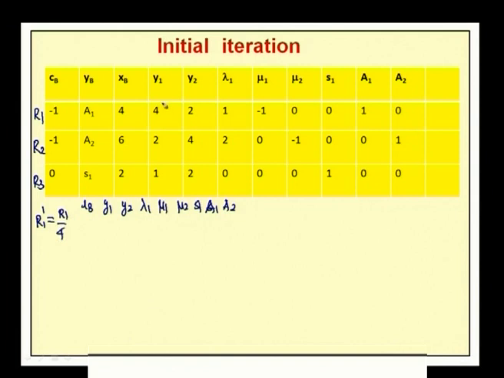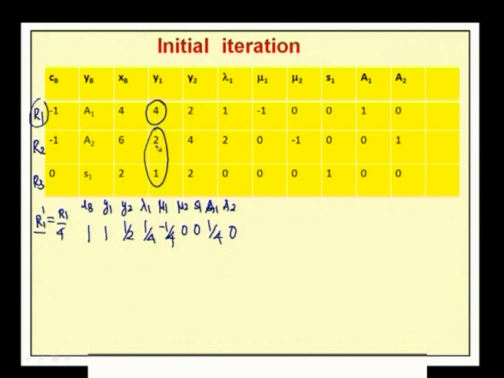Now, to convert this pivot element 4 to 1, we have to divide the entire row by 4. Taking the new row as R1 dash, by dividing R1 by 4, we get R1 dash as 1, 1, 2 by 4 which is 1 by 2, 1 by 4, minus 1 by 4, 0, 0, 1 by 4, 0. So, this pivot element is converted to the unit element 1. Our next idea is to convert the remaining elements in that column to 0.